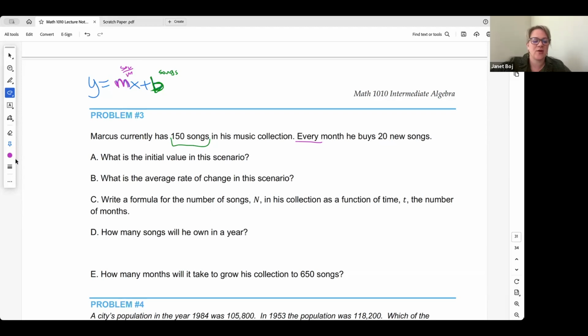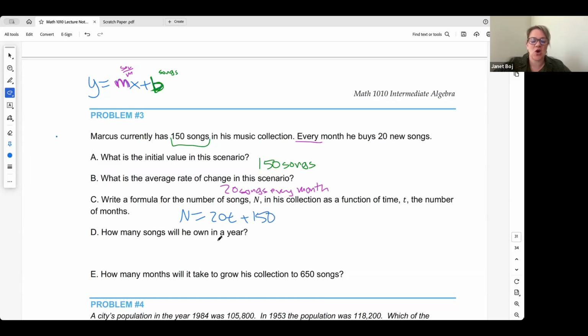What is the initial value in this scenario? Okay, 150 songs. What is the average rate of change in this scenario? 20 songs every month. Write the formula for number of songs n in his collection as a function of time t. So now they tell us what letters to use. Instead of y and x, we're going to say n equals 20t plus 150.